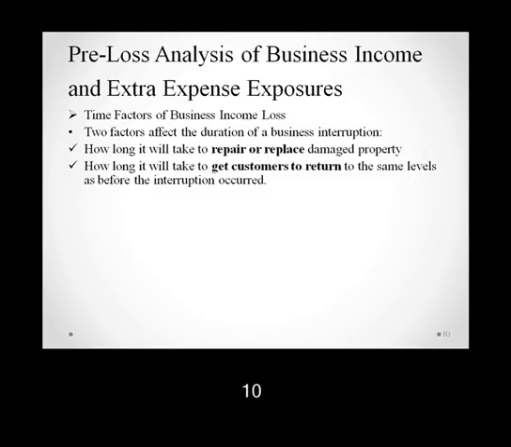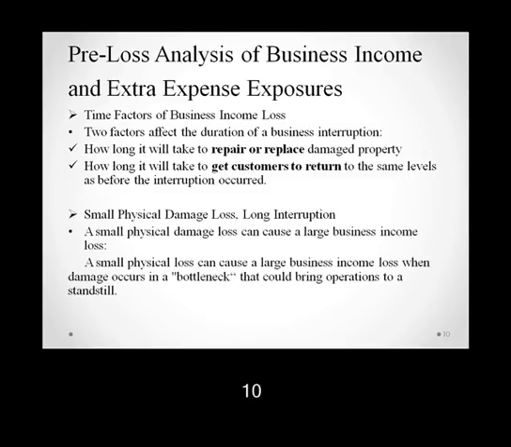There are certain small physical damage losses that could cause a large business income loss, due to the damage occurring in a bottleneck that could bring operations to a standstill. Flowcharts are often effective in identifying bottlenecks. However, some bottlenecks are still difficult to identify by any method before a loss occurs. For example, suppose that a large plant is prohibited from operating without adequate pollution control devices. A small fire in the pollution control system could shut down the entire plant, and this type of loss will be categorized as bottlenecks.